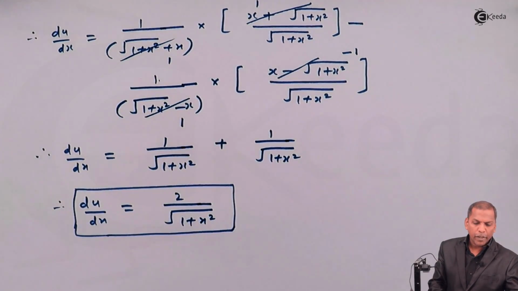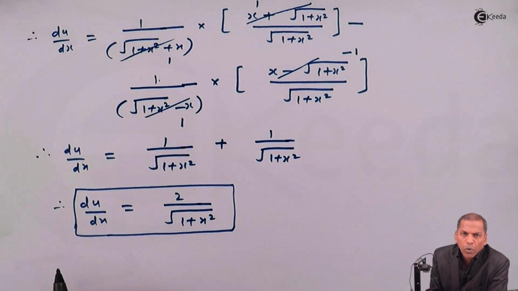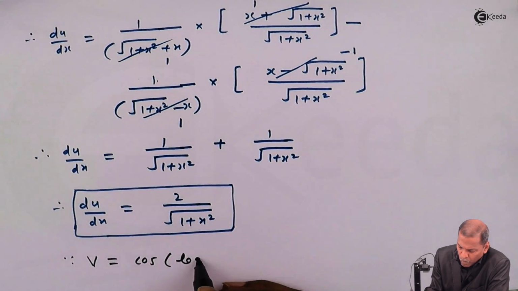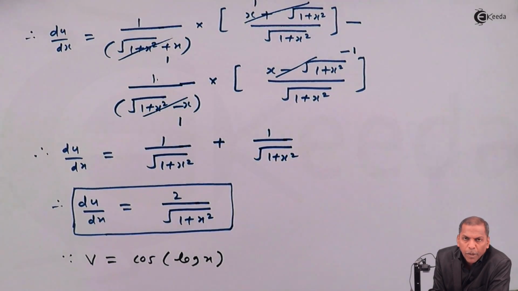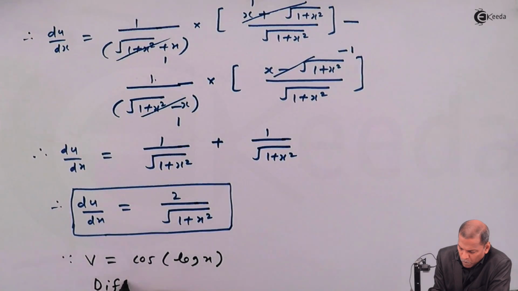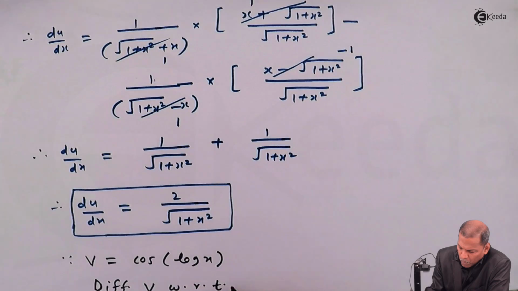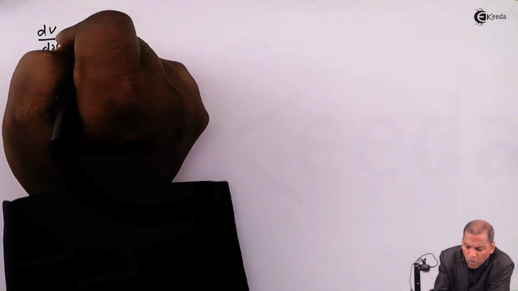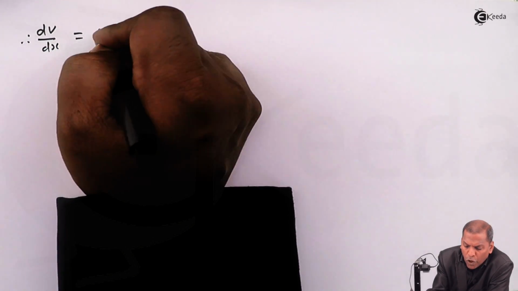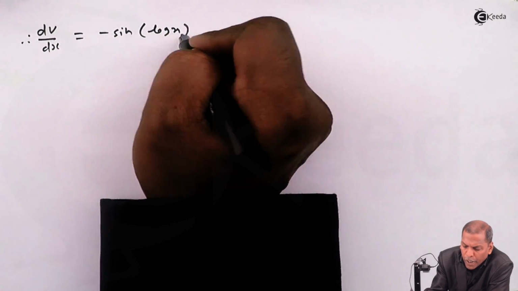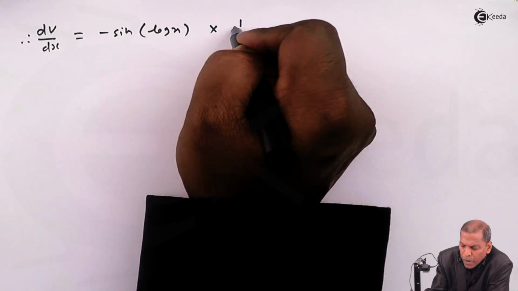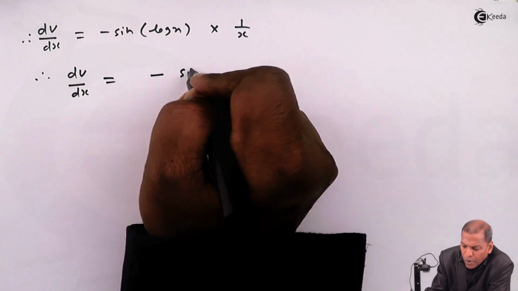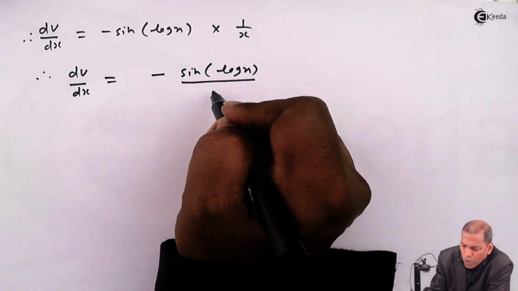Now we consider the second part. The second part is v is equal to cos of log x. Now differentiate v with respect to x, we get dv upon dx is equal to the derivative of cos, which is minus sine of log x as it is, into the derivative of log x, which is 1 upon x. In this way we get dv upon dx is equal to minus sine of log x divided by x.